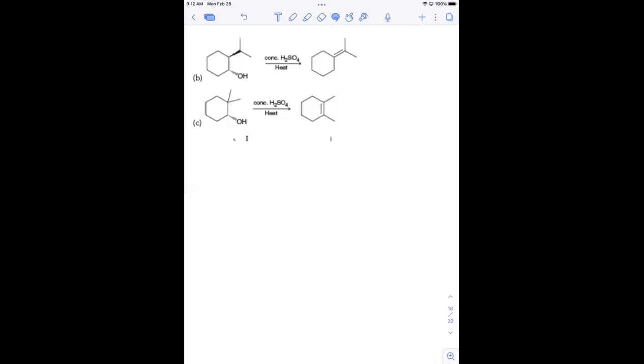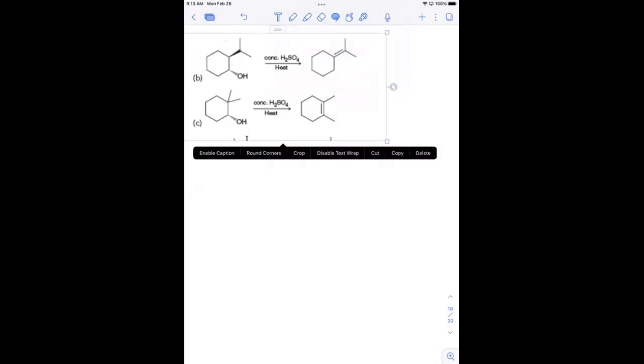So the question asked to propose a mechanism for these transformations. So let's take the top transformation. What kind of reaction is that? And how do you know? Just in general, what type of reaction is it?